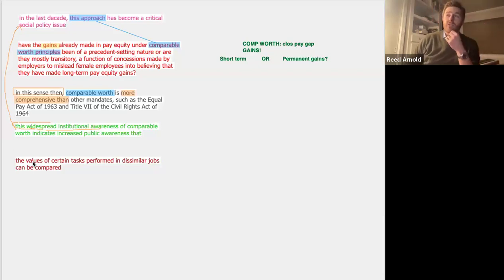So my guess is that this is describing what comparable worth does, what it is or what it achieves. It helps us compare the tasks performed in dissimilar jobs. It's called comparable worth. We're comparing value. My guess is this comes early in the passage. I don't see a direct connection yet, but I think this is the definition, or at least the goal of what comparable worth principles do. Helps us take dissimilar jobs and say what the value is.